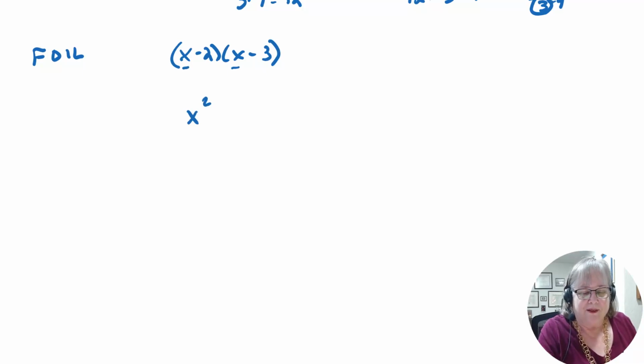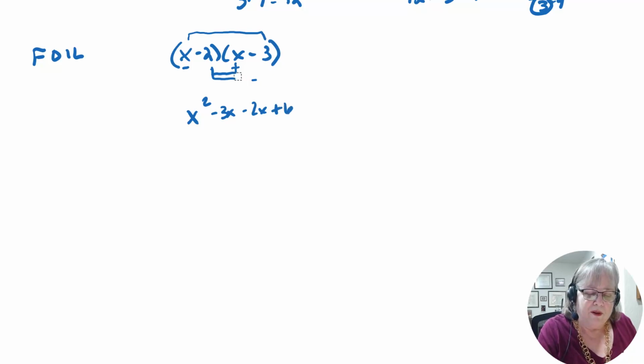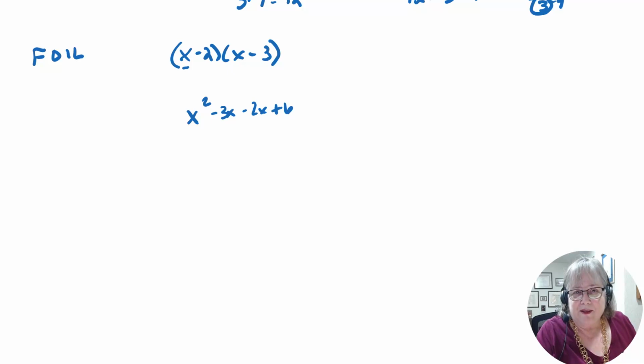Take the two on the outside, so that would be minus 3x. Take the two on the inside, so that would be minus 2x, and then take the two last, so that would be minus 2 times minus 3, which is plus 6, right? So that would be the FOIL method. First, outside, inside, last.